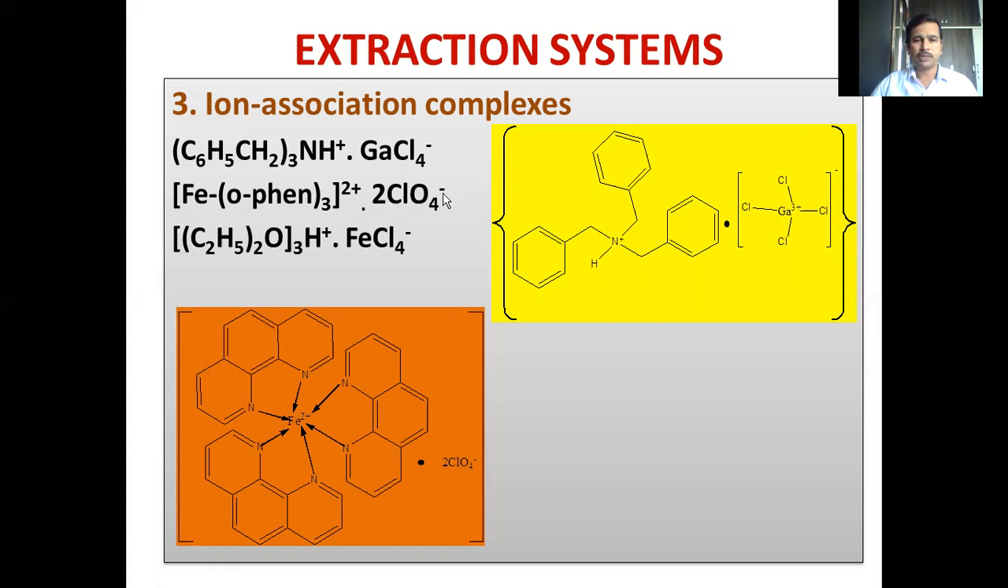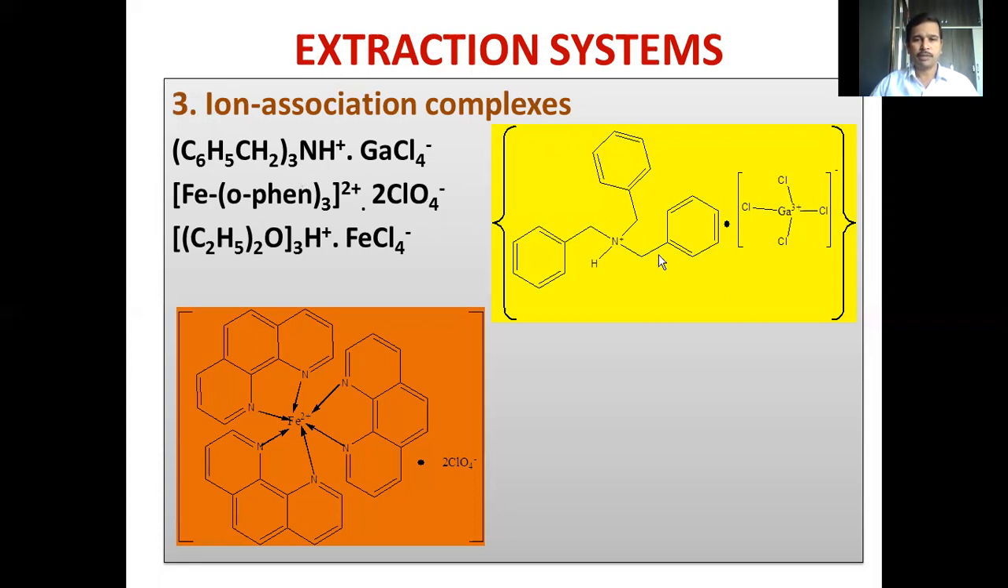Positively charged and negatively charged species react together to form an ionic aggregate, and this ionic aggregate will be electrically neutral. This electrical neutrality decreases the aqueous solubility of the complex, so it can be extracted into the organic solvent. These types of complexes are known as ion association complexes. Ion association complexes are electrically neutral species formed due to the reaction between positively and negatively charged species, and they are in an ionic aggregate state.